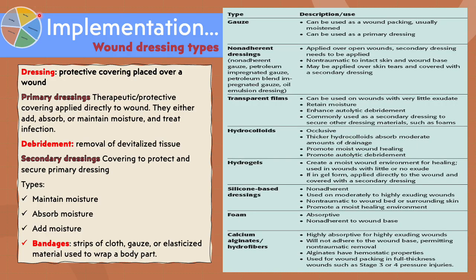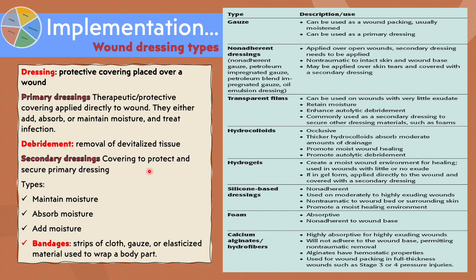After planning, the next step in the nursing process is implementation. This is where everything that was planned is implemented. Let's talk a little about dressings. What is a dressing? It's a protective covering placed over a wound. We have primary dressings and secondary dressings. Primary dressings are therapeutic and protective. The coverings applied directly over the wound. They either add, absorb, or maintain moisture, treat infection, or debride, which is removing devitalized tissue.